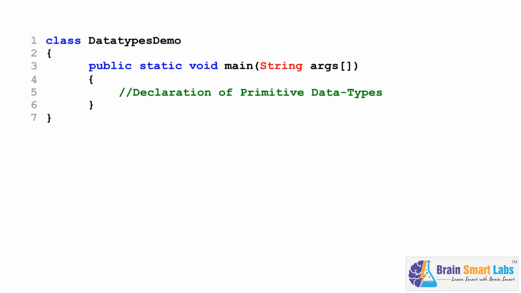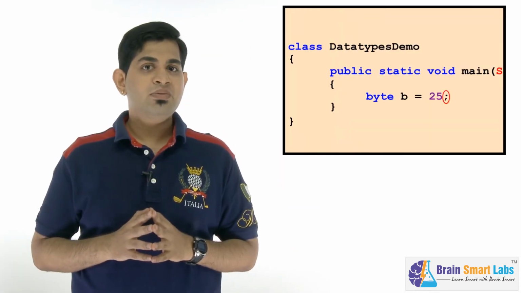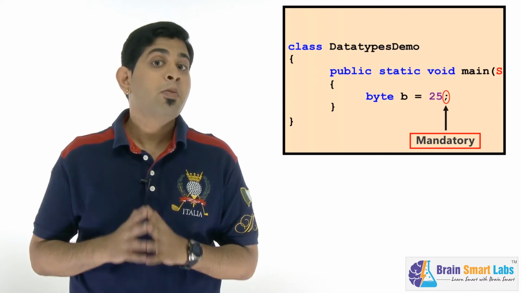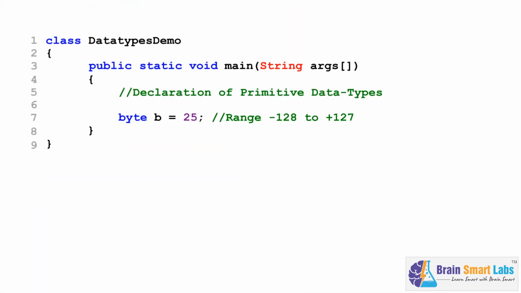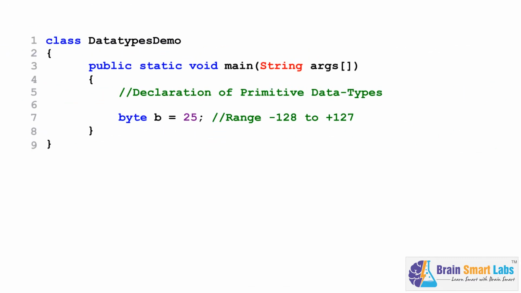In line number 7, type the statement byte b equals 25. Ending every declaration or statement with a semicolon is mandatory. If not, you will get a compilation error. Mind it. The declared byte variable is of range -128 to +127. That means you can store only values between -128 to +127 as our byte variable is of size 8-bit.